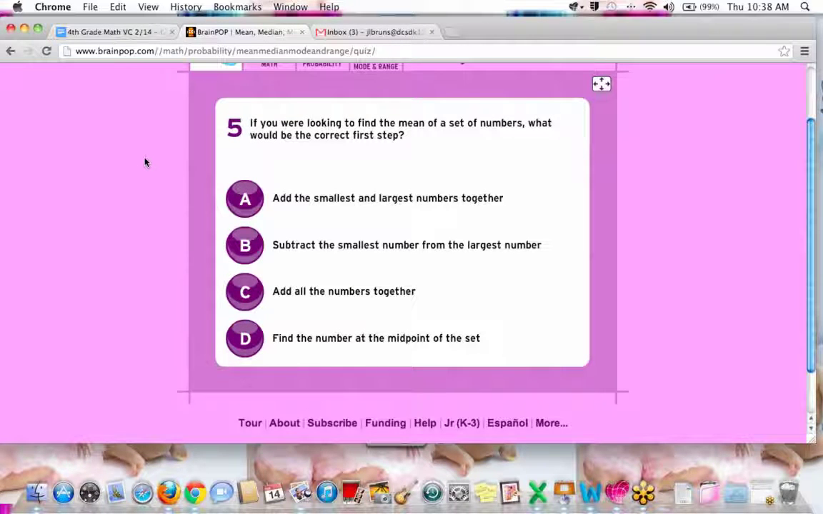If you are looking to find the mean or average of a set of numbers, what would be your correct first step? Would you just add the smallest and largest? Would you subtract the smallest? Okay, Vero says C, add all the numbers together. Yeah, that's correct. That is your first step. And then you would divide by the total number in the set. Good.